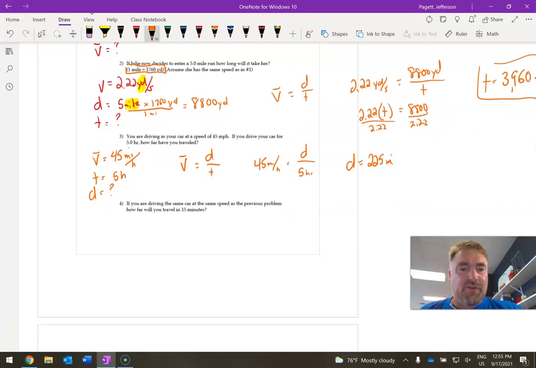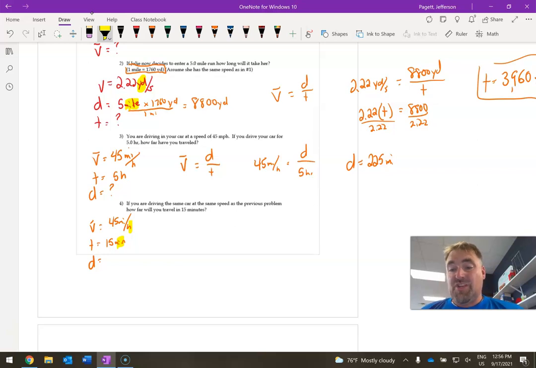Now, if I'm driving the same car at the same speed as the previous problem, how far will I travel in 15 minutes? So again, I can do the same thing, same speed. So I still have the 45 miles per hour, and my time here is going to be 15 minutes. At this point in time, I've got to go, uh-oh, something's wrong, because I don't have consistent units. I have hours and I have minutes. I have to have consistent units in order to do these problems.